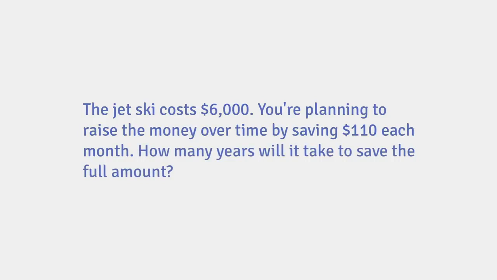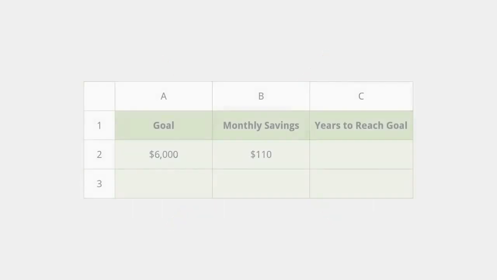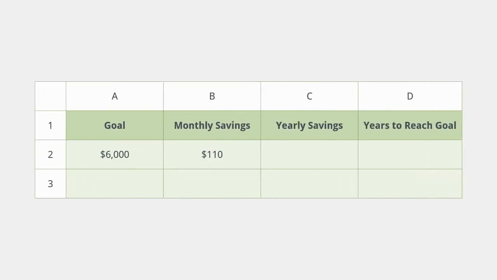Even at a glance, you can tell this problem is a little different from the last example. For one, it's going to take more than a simple subtraction formula to figure it out. Let's try breaking it down instead. We are talking about how many years this is going to take. Maybe we should figure out how much we can save in a year based on what we're setting aside each month. The formula might look something like this.